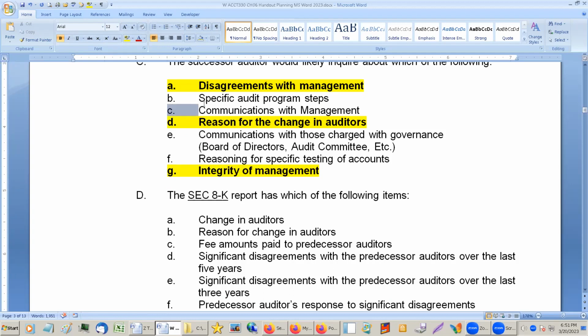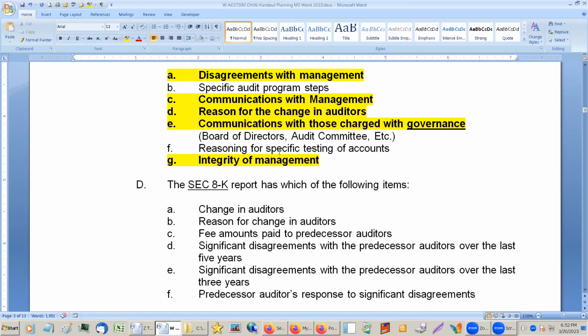And the communications. So what was it like talking to management? And what was the communication with those in charge of governance, which is the ACCT's term for the board of directors? So governance is what they will often say when they mean these people. You're not going to ask them about specific audit steps. You're going to do your own audit steps and testing of accounts and like stuff.